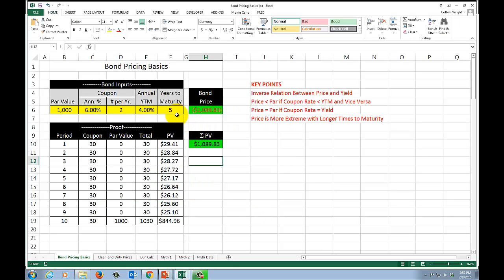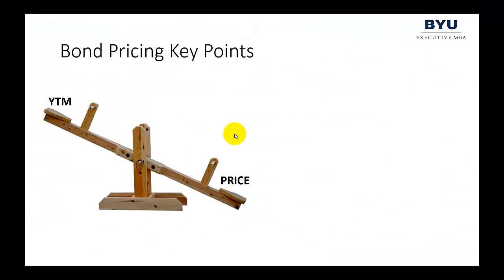I also hope that you noticed over here that the coupon rate of this bond was above the yield to maturity. What that means is the bond is paying a higher interest rate than the market thinks it needs to. If the bond is paying a higher rate than the market thinks it needs to, this is a very attractive bond, and it's going to trade at a premium. So another key point is the price will be above the par value if the coupon rate exceeds the yield to maturity.